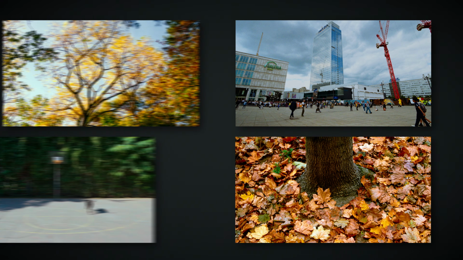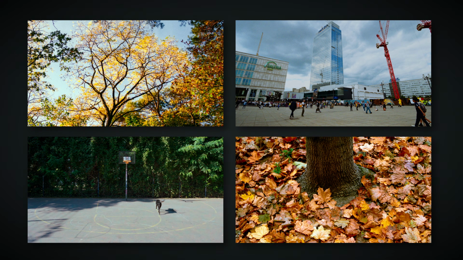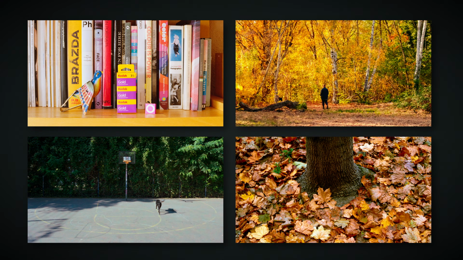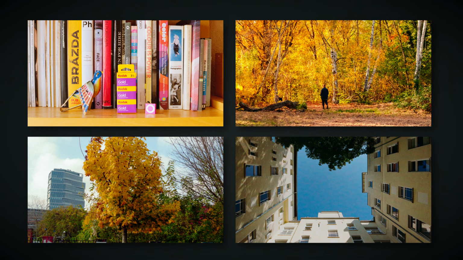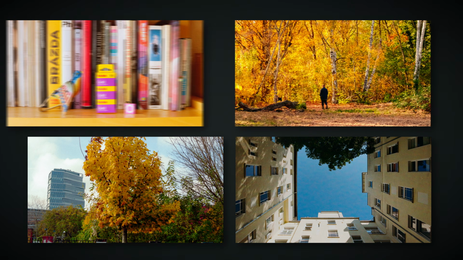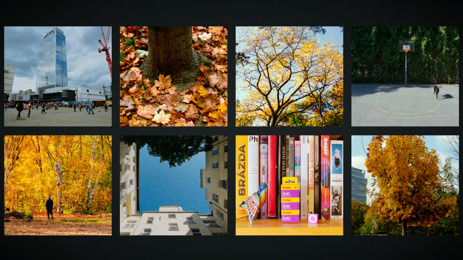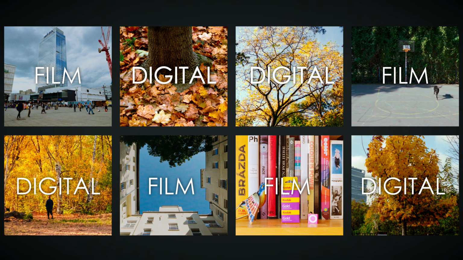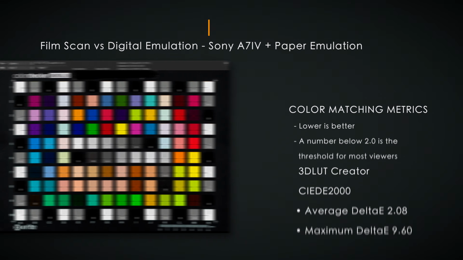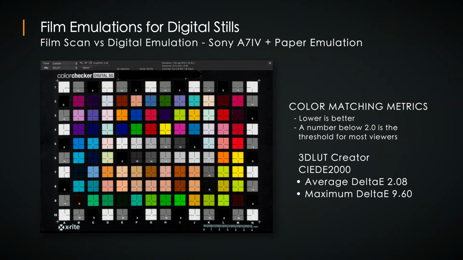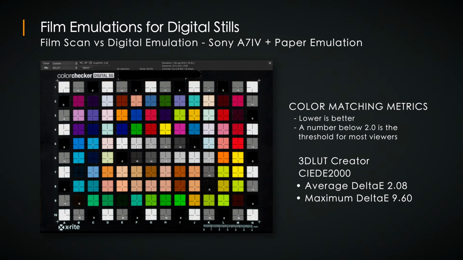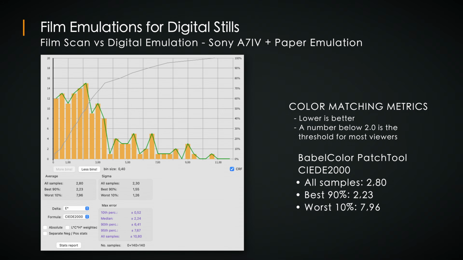Look at these images. Do they look analog or digital? Some of these images are analog, others are digital. This is the delta E value between a negative converted with a specialized method and a digital image emulated to Kodak Gold 200.